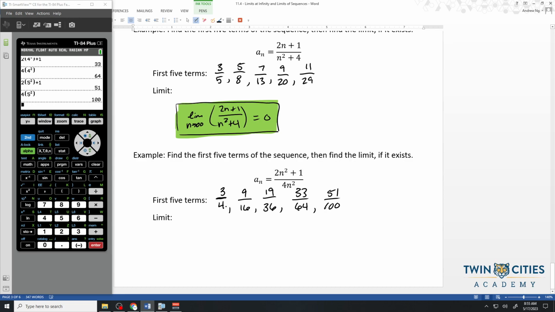So we see 3/4, okay, is about 75% of, if you think of a circle filled in, and then this would get smaller and smaller and smaller, all the way down to 51 over 100, which is almost half of a circle filled in. Right? So the limit as n approaches infinity of 2n squared plus 1 over 4n squared would be 2 over 4, but that reduces to 1/2.